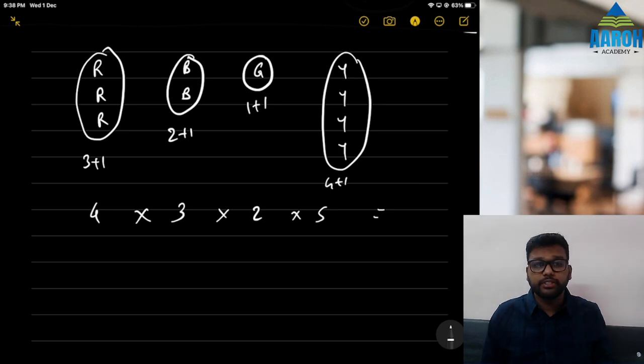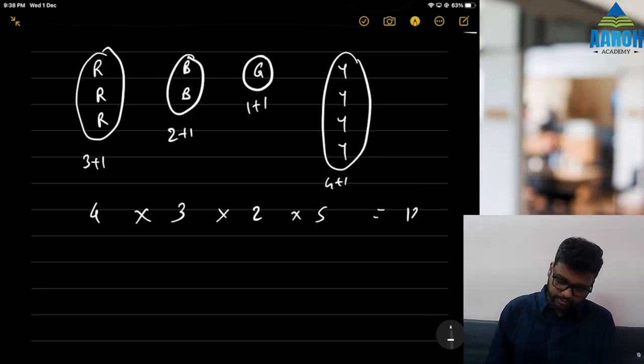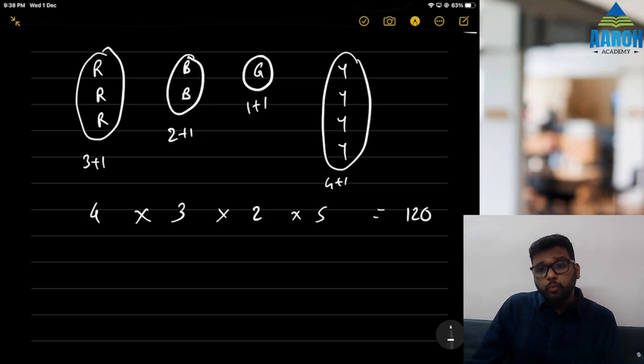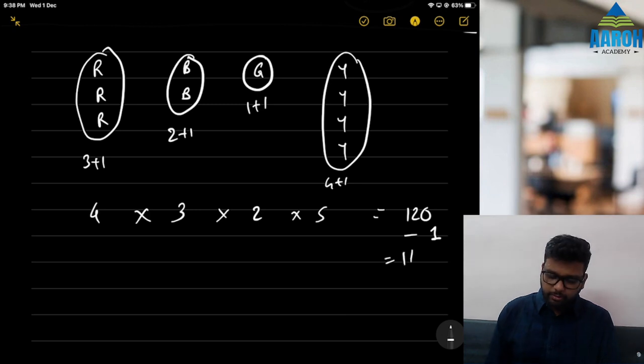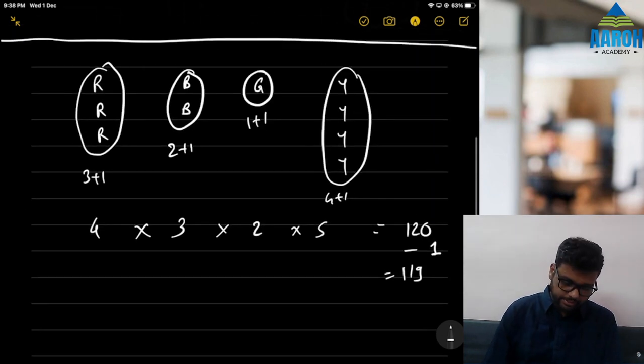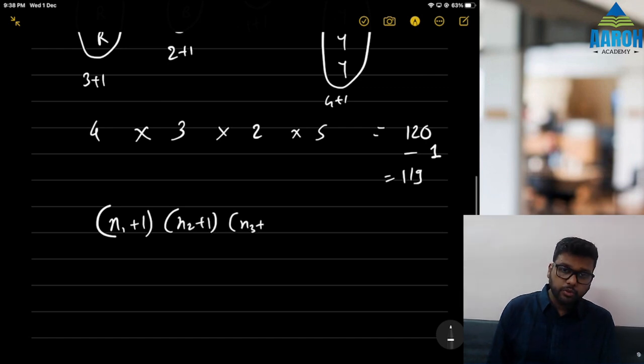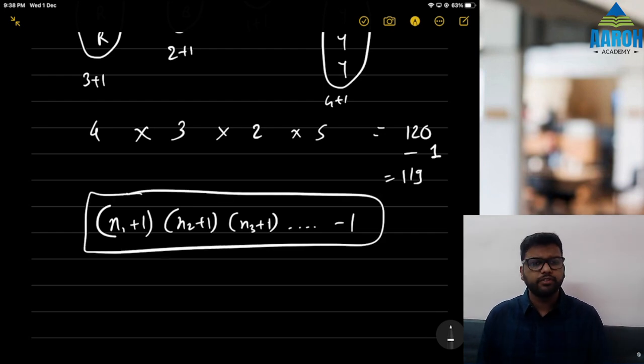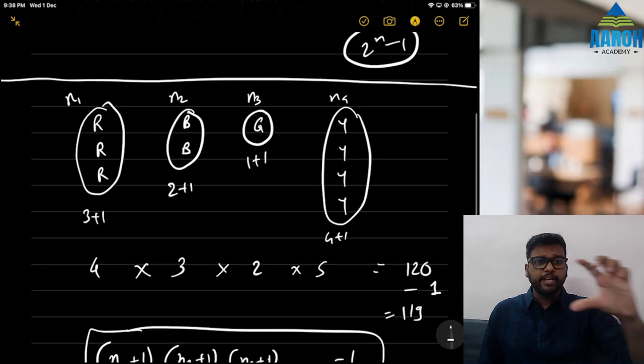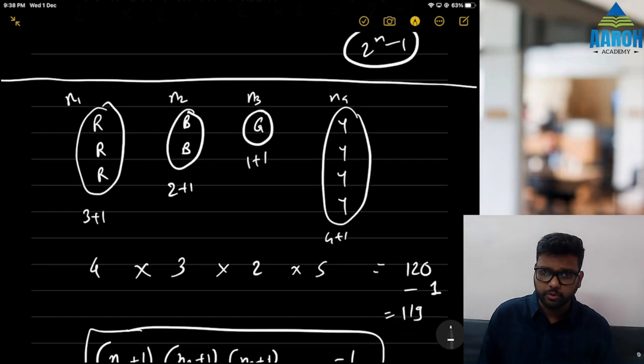Okay, I don't have my calculator. How much is that? 10 into 12, that is 120, right? Fine. Now 120 ways, but minus there will be 1 way where nothing is selected. So that means our answer will be 119. This is also expressed as, understand, let's say there are n1 red balls, n2 blue balls, n3 green balls, and n4 yellow balls. So we can write it as n1 plus 1 into n2 plus 1 into n3 plus 1 and so on, and minus 1. Okay, so these are number of ways of selecting any number of items from n items when some of them are same. 3 R's are same, 2 B's are same, and so on.